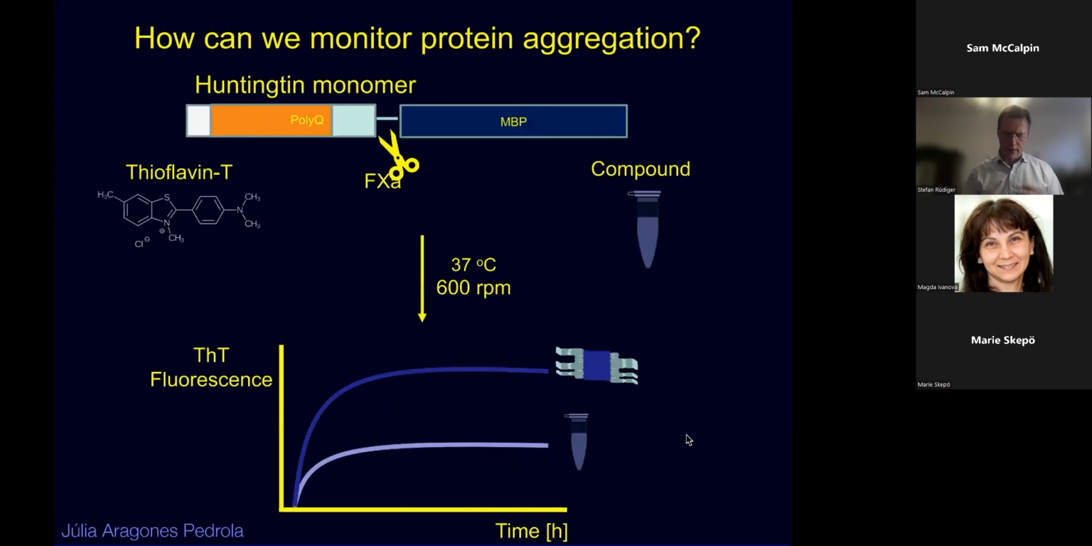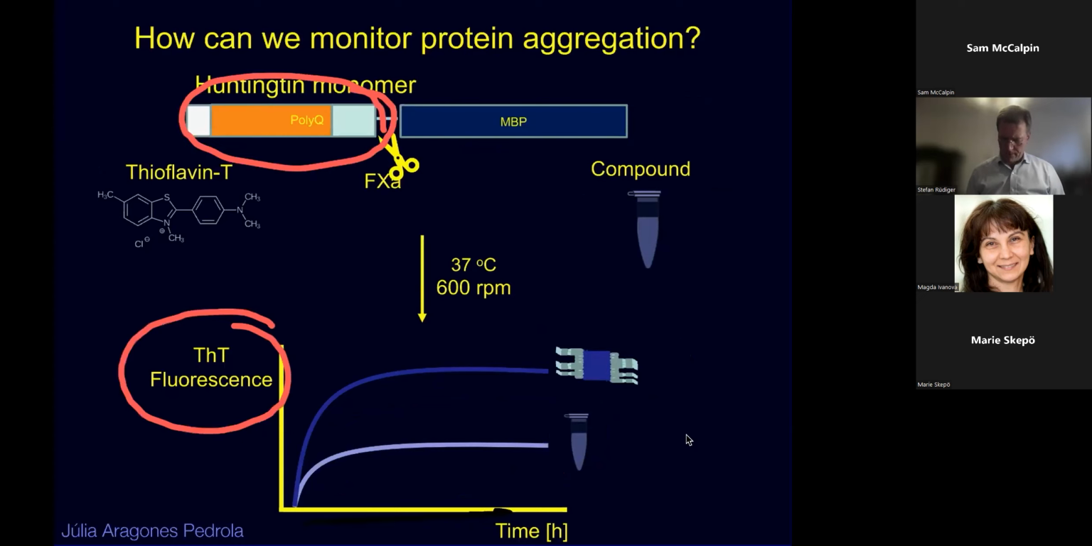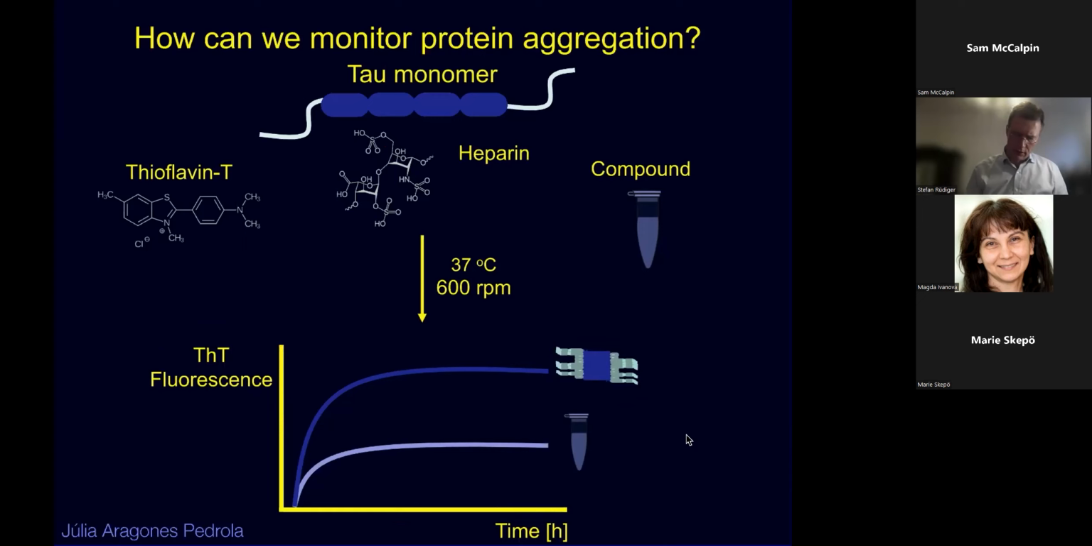You have different ways of making the fibrils. In Huntington, you produce the protein as a fusion. You cleave the fusion protein, then you get the Huntington protein, and you can monitor, in a standard assay in the field, the increase of fluorescence over time and the formation of the aggregate with a fluorescent dye called THT, thioflavin T. With tau, we induce the aggregation with chaperone, and then again we monitor the same thing, THT fluorescence.